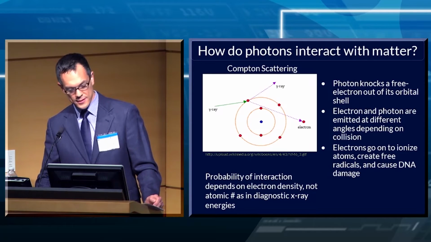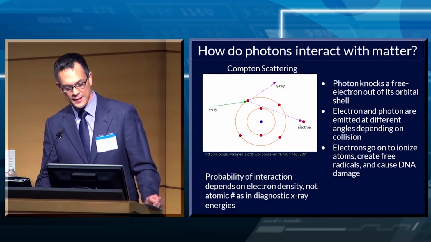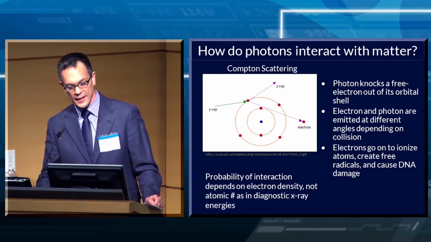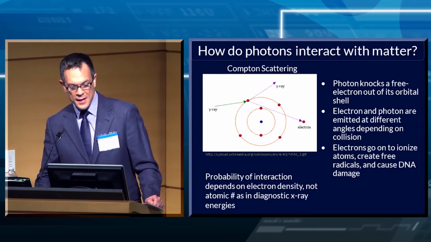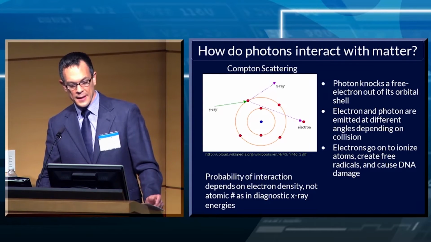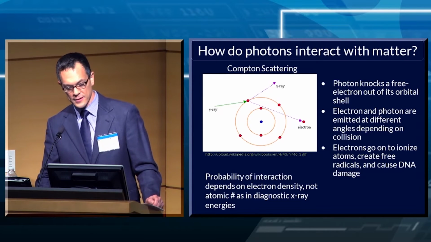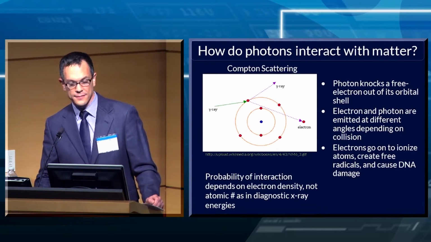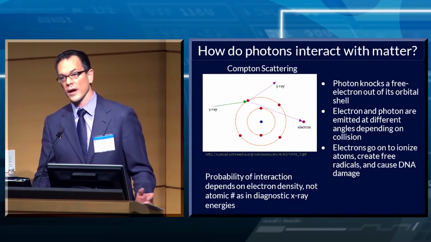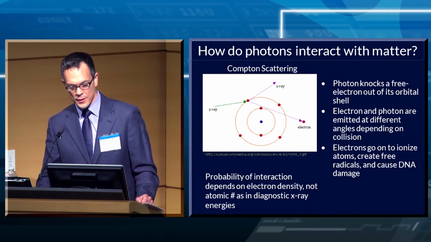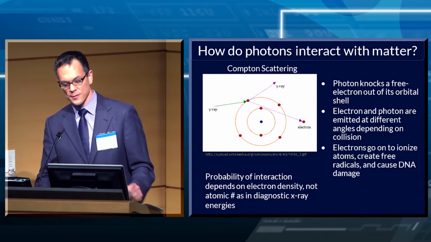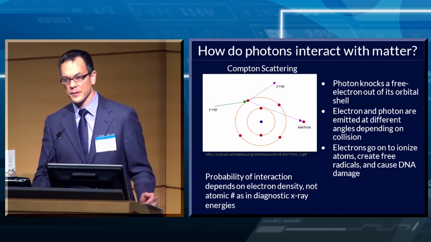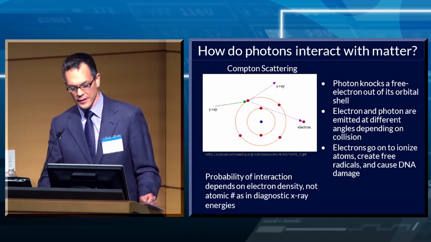And the way that works is an incoming photon hits a free electron on an atom and it has enough energy to knock it out of its orbital shell, basically ionizing the atom. And it changes the direction of the gamma ray because it's lost some energy, and it knocks the electron out in a different direction. And the electron has high enough energy to go on and ionize more atoms after that. And so it's this ionization that creates free radicals, causes DNA damage, and all the things that our talk yesterday discussed.